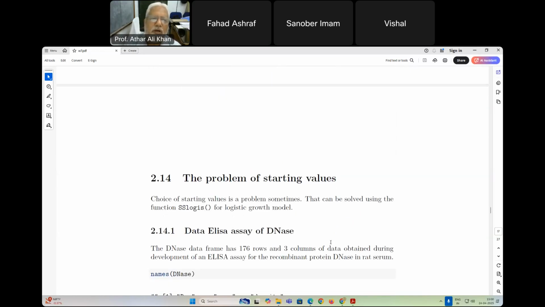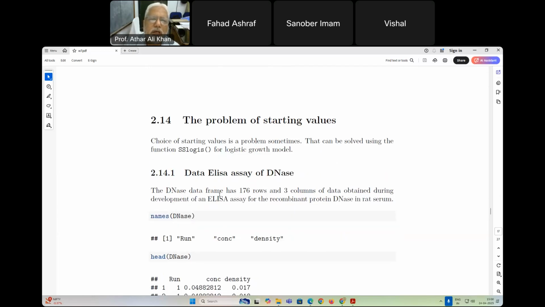Now the problem of starting values. Choice of starting values is a problem sometimes that can be solved using the function SSlogis for the logistic growth model. Data: ELISA assay of DNAs. The DNase data frame has 176 rows and 3 columns of data obtained during development of an ELISA assay of the recombinant protein DNase in rat serum.